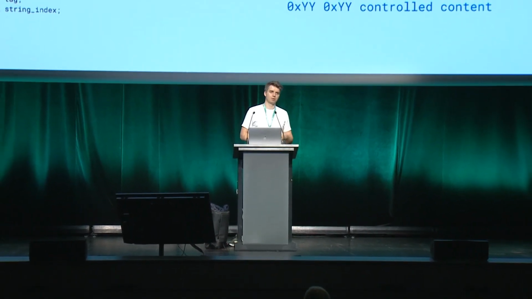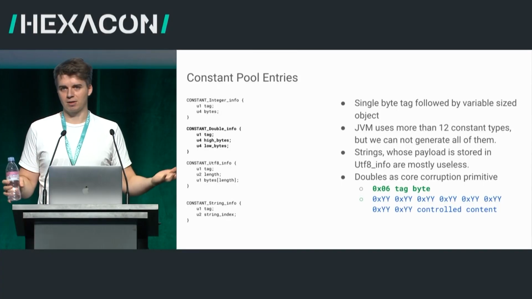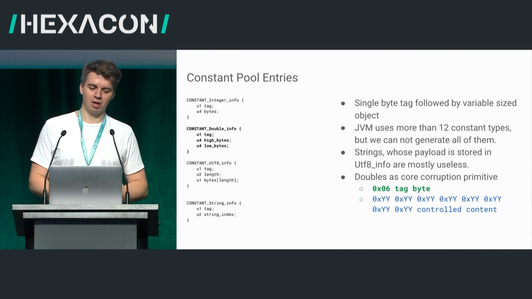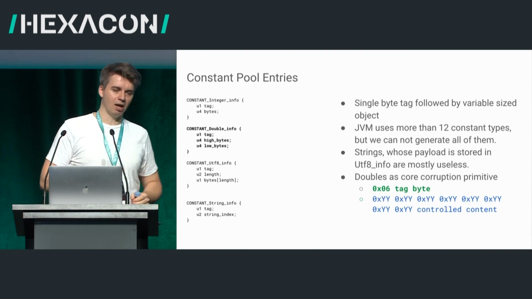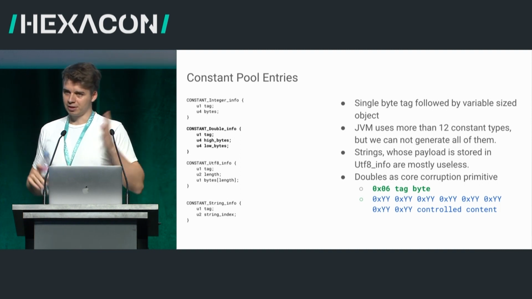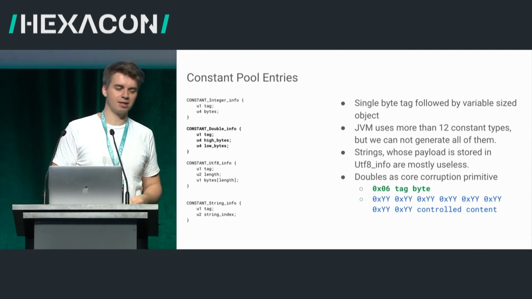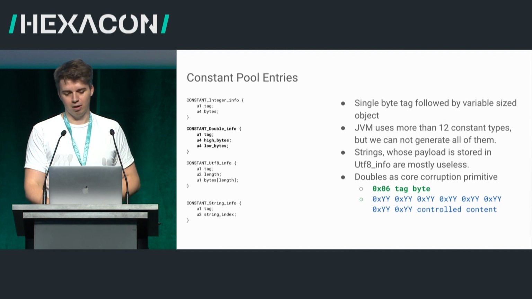Instead, we rely on double entries as our core corruption primitive, because doubles, if you ever did JavaScript exploitation, you're pretty familiar with this. You basically get 8 bytes of almost completely controlled content. Here in the JVM world, we always have this single byte in front that specifies the double type. But we will see later how we deal with this or if this is a problem.